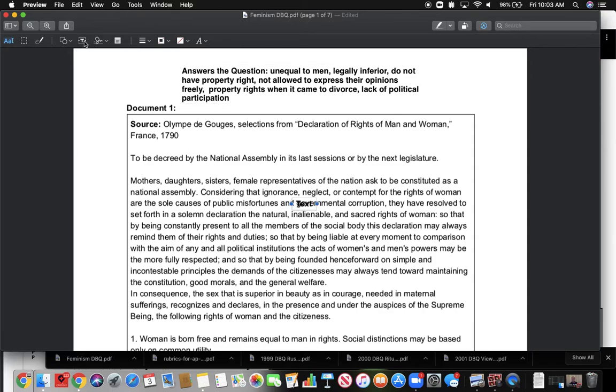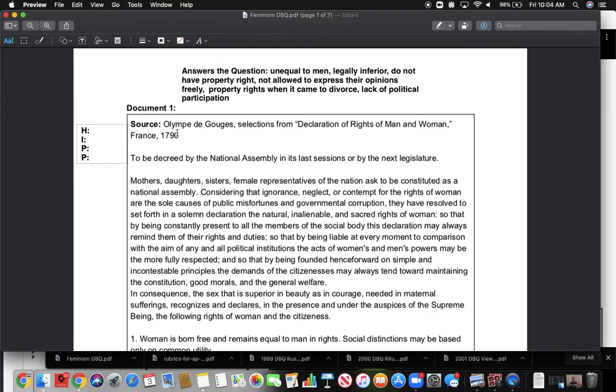On this side part here is where I want you to start doing the HIPP checks. This is where I want you to start thinking about the historical context, the intended audience, the point of view, and the purpose of this document. Let me just increase this a little bit. So let's do this one together. The historical context. What is going on during this time period here?